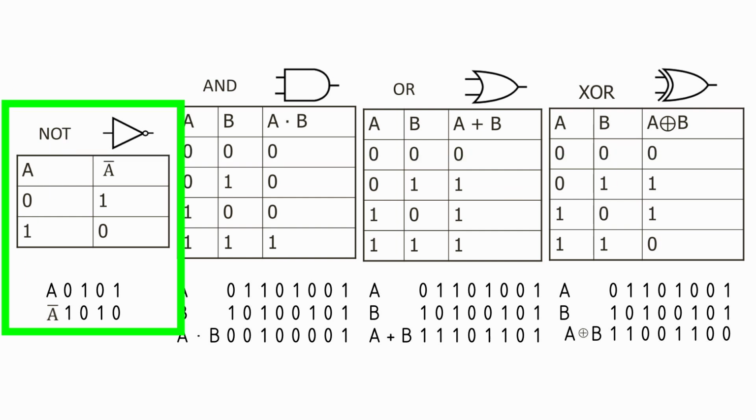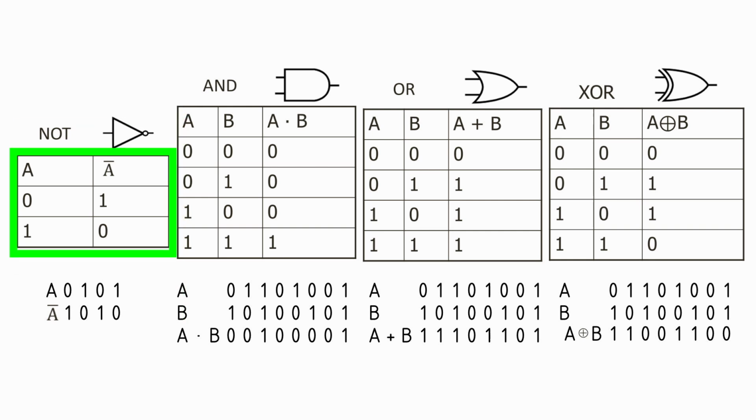Not is the simplest one. It has only one input. The rest of these all have 2 inputs. You can see that if I have an input A, the output is the opposite of the input. The other thing to notice is that these all have just 2 states, either 0 or 1, and so they're closely associated with binary numbers. If I input a 0, the not value of 0 is 1. If I input a 1, the output will be 0.